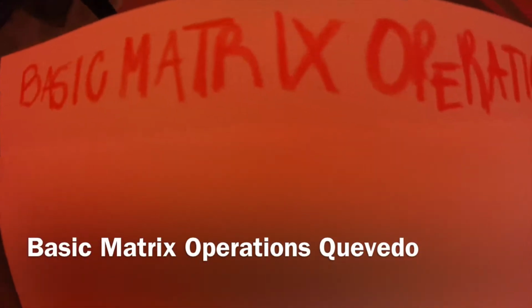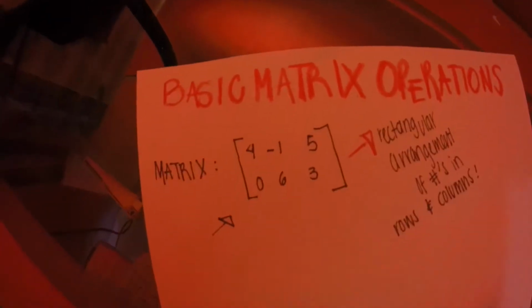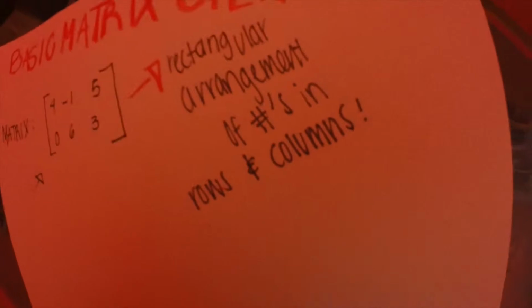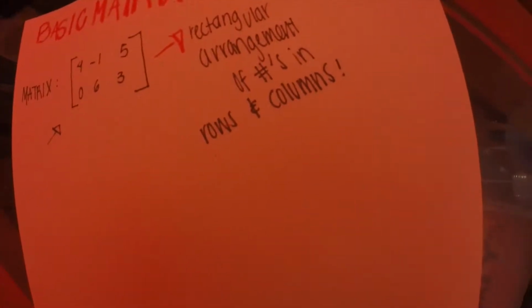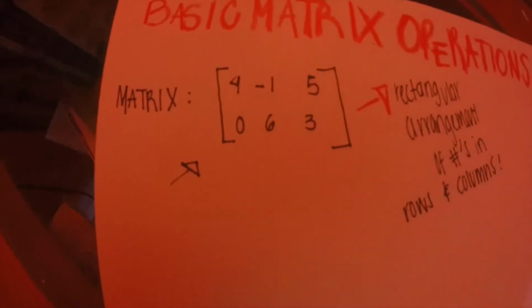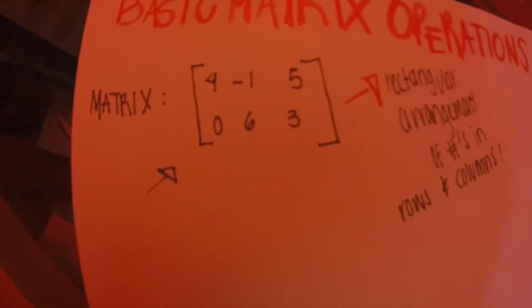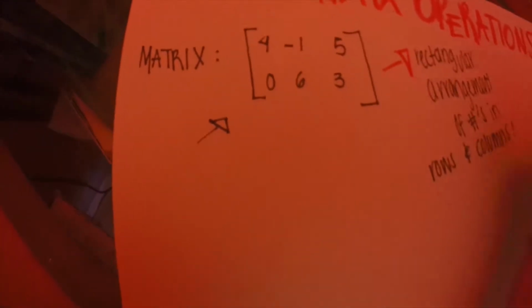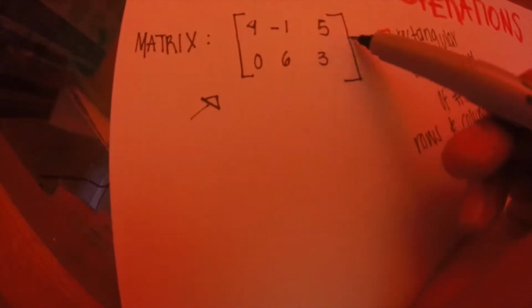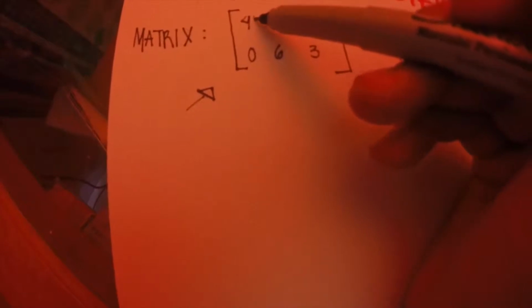Perform basic matrix operations. First, let's start with what a matrix actually means. A matrix is a rectangular arrangement of numbers in rows and columns, like shown in this example. The rows would be the horizontal lines and the columns would be the vertical lines. Therefore, the 4, the 1, -1, and the 5 would be a row, and the 4, the 0, the -1, the 6, the 5, the 3 would be your columns.